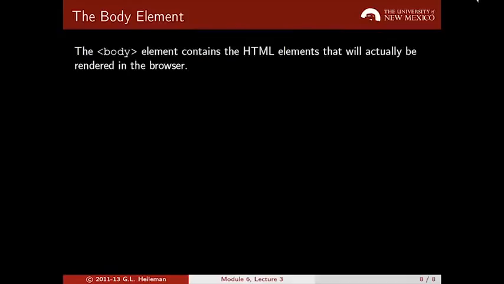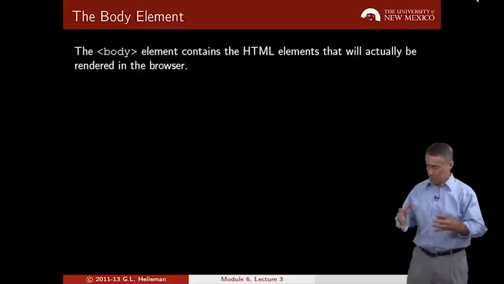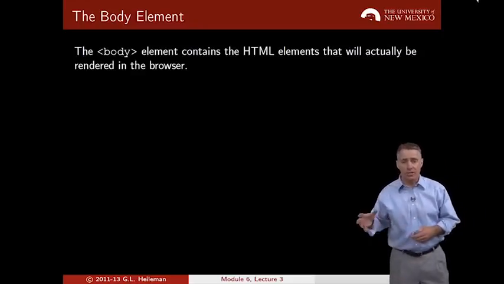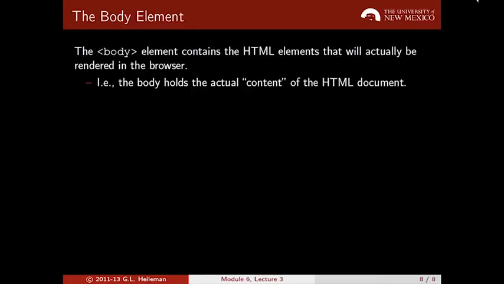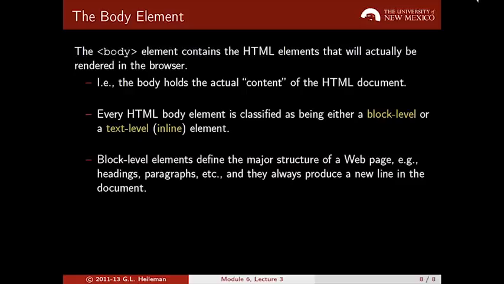Now, the body, this is the actual document structure. Inside the body is where you put these tags like divisions and paragraphs and headings. So the actual content that's rendered, that's in the body. Every body element is either a block level or a text level element. And sometimes folks refer to the text level elements as inline.